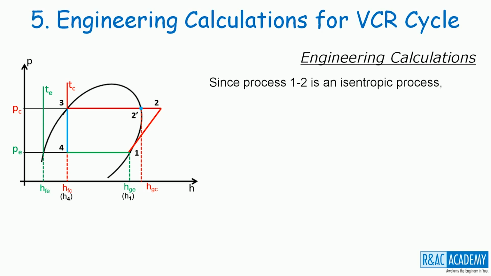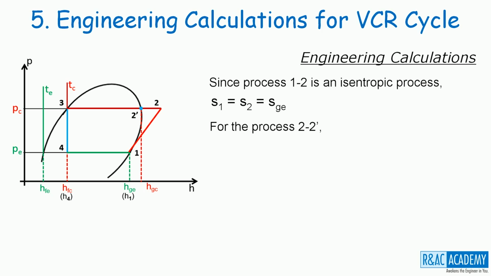First, the process 1-2, which is an isentropic process. So, S1 is equal to S2 is equal to SGE. The next is, let us consider the process 2-2', which is a part of the whole process 2-3, which is a constant pressure process. So, 2-2' is a part of the 2-3 process.